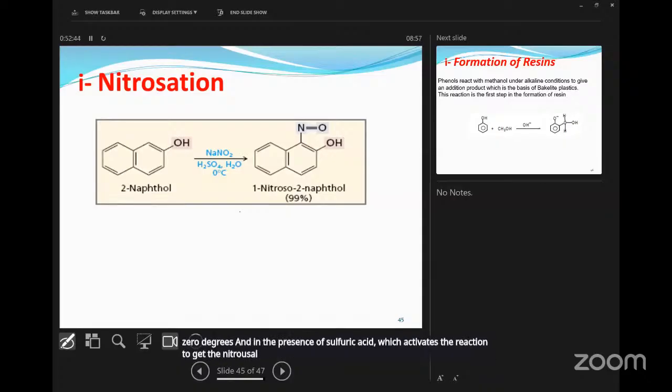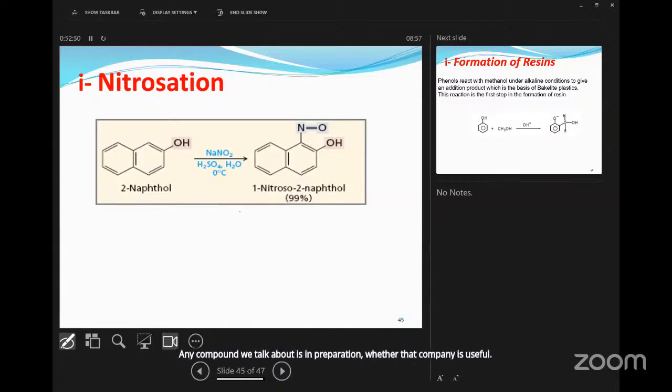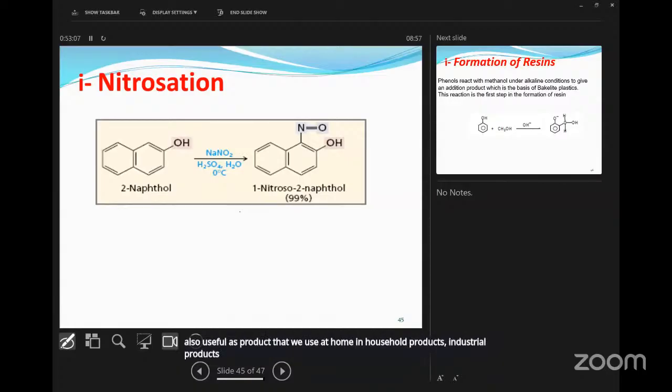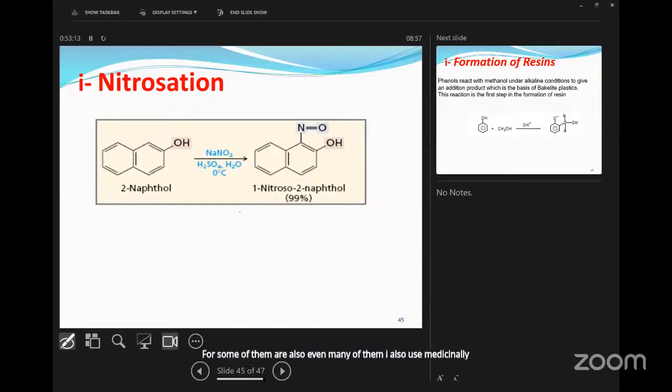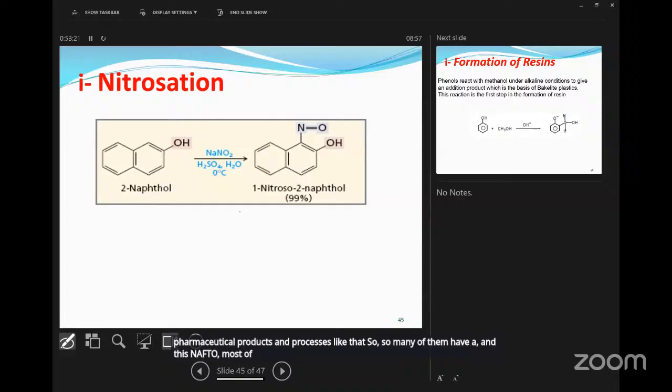Any compound we talk about in preparation, know that that compound is useful to humanity one way or the other, either as a solvent, or as a raw material to prepare other compounds. They are also useful as products that we use at home, in household products, industrial products. Many of them are also used medicinally as pharmaceutical products. This naphthol, most of them have very good uses.